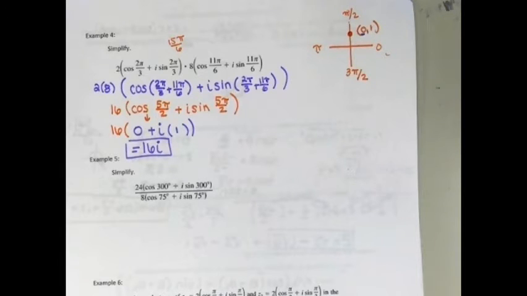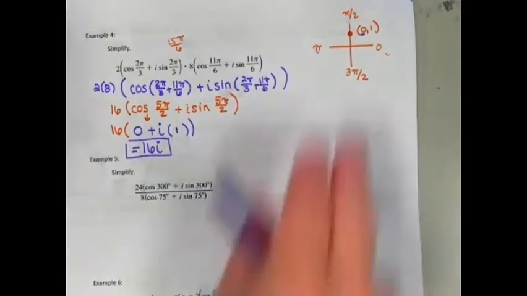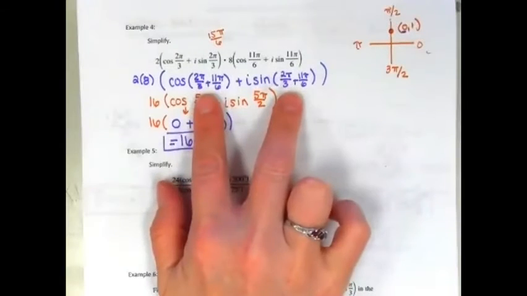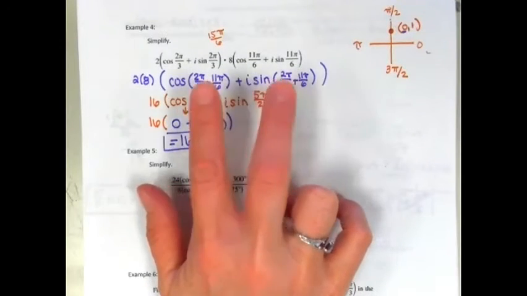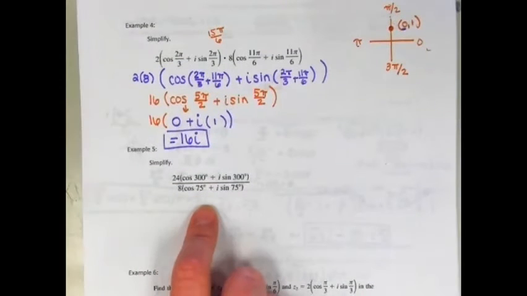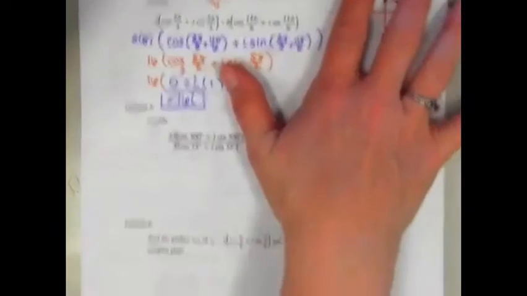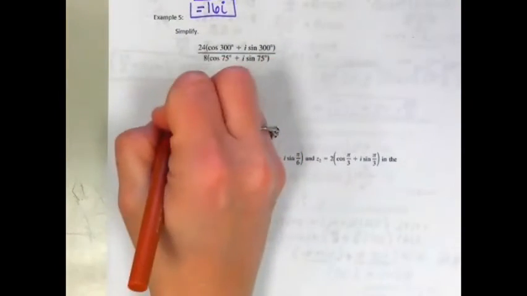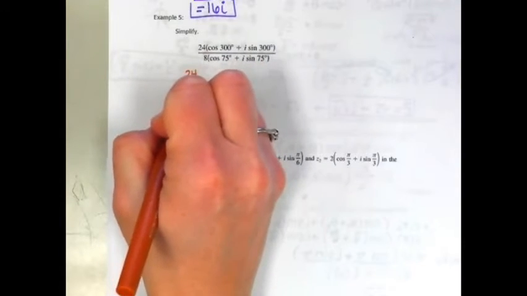Example 5. Okay, what are we doing in example 5 here? Are we multiplying or dividing? We're dividing here, right? So same idea. The only thing that changes with the formula is instead of adding the thetas, we are going to subtract, and we're looking at degrees and not radians. Okay, but can we still do that? Yes. Okay. So instead of multiplying the r's, we are going to divide the r's. We're going to take 24 divided by 8 times the cosine.